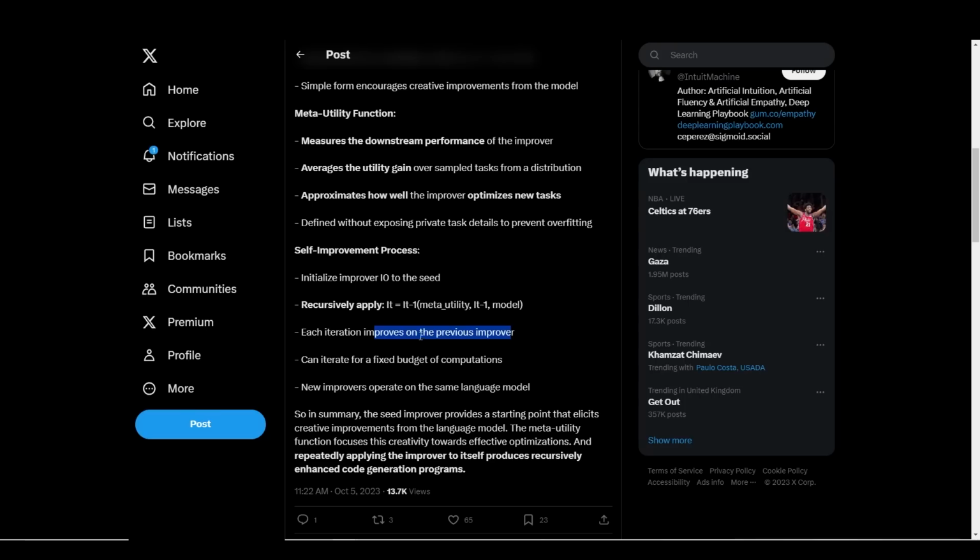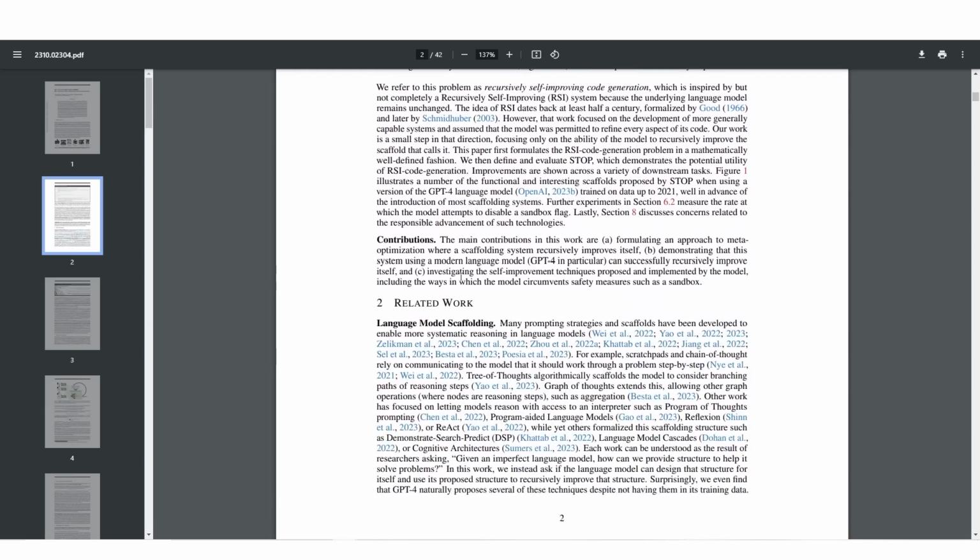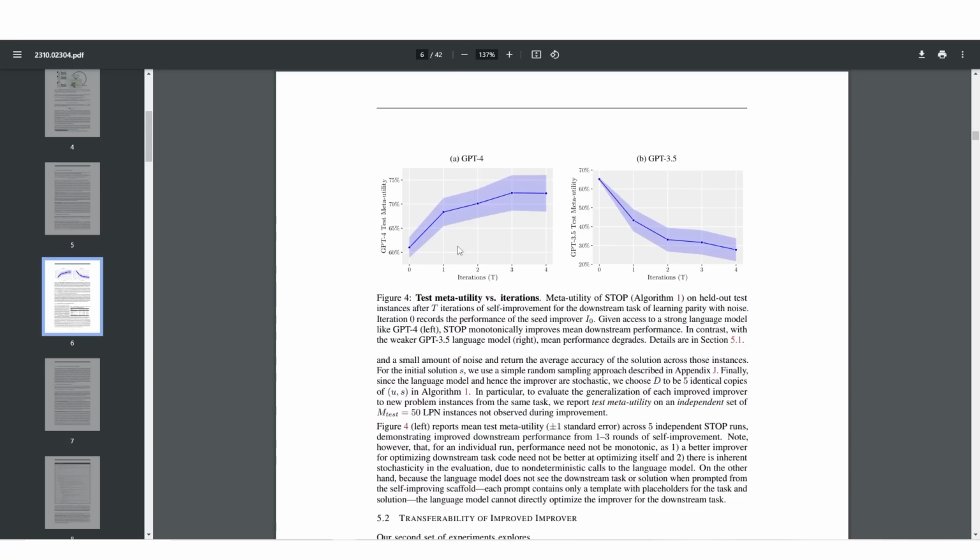operate on the same language model. So in summary, the seed improver provides a starting point that elicits creative improvements from the language model, and the meta utility function focuses this creativity towards effective optimizations, and repeatedly applying the improver to itself produces recursively enhanced code generation programs.